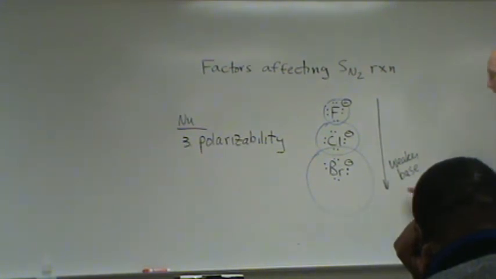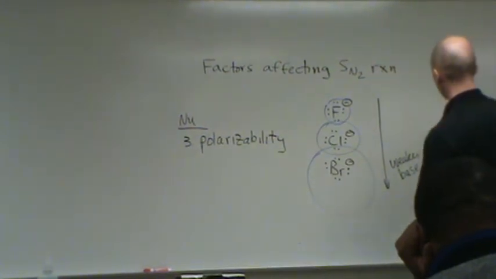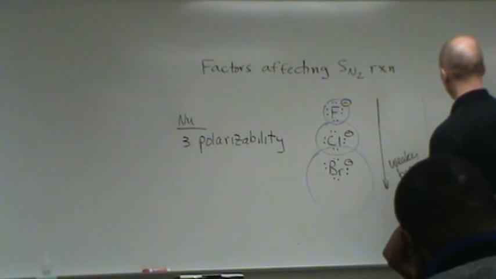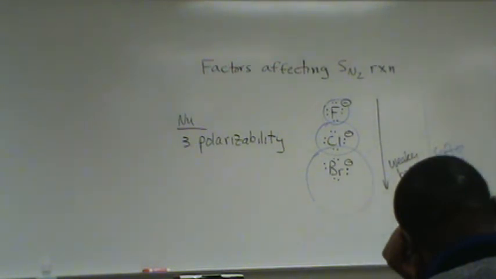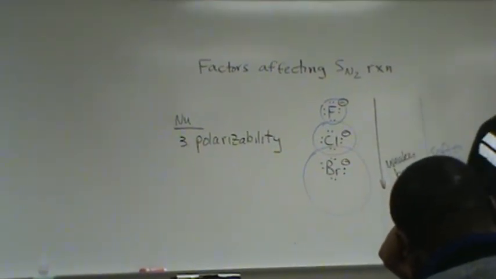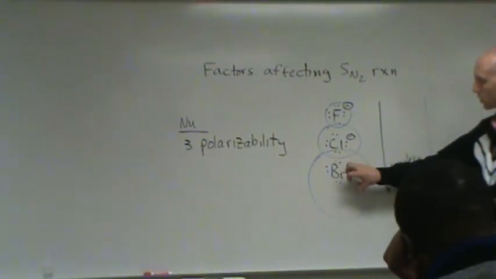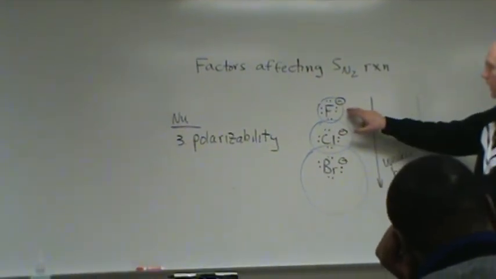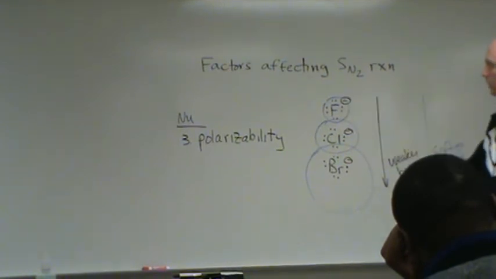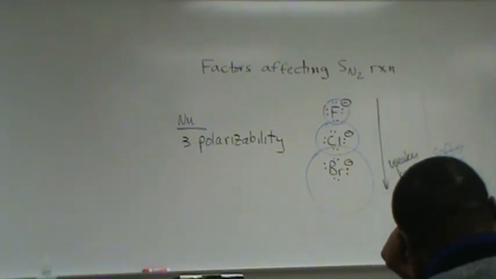Well, as we go down here, these also become what are called softer bases, versus going up top, I get a hard base. So what do those terms mean? When we say something is a softer base, you can think about it as being kind of squishy, like a marshmallow. So Br minus has squishability to it, like a marshmallow. F minus is like a marble. No squishiness to it.